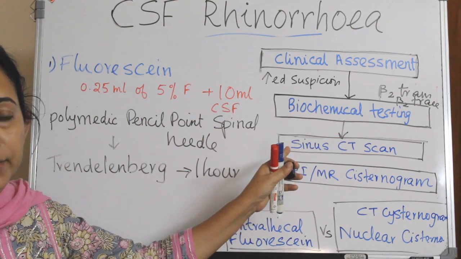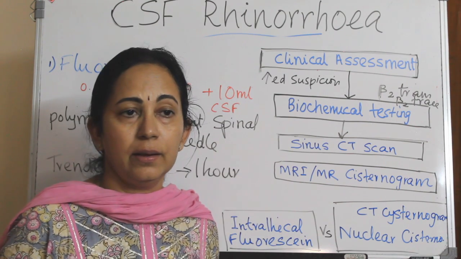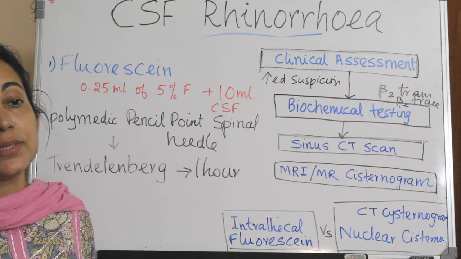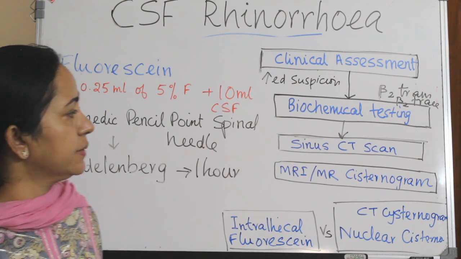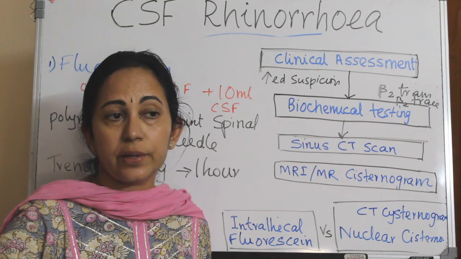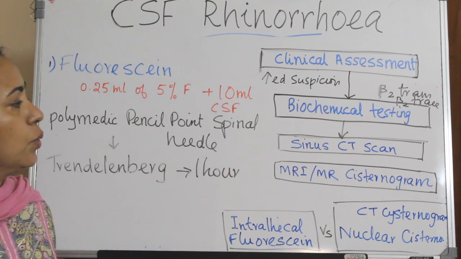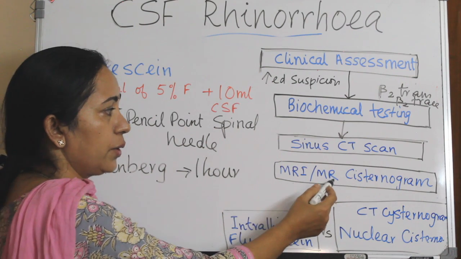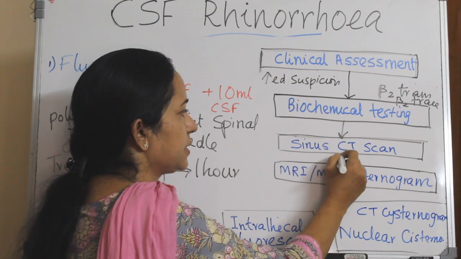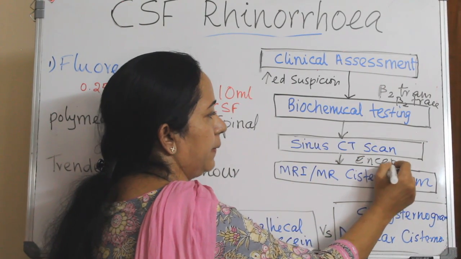Again, if there is a high degree of suspicion, you can go with a high resolution CT scan, which is non-contrast and in multiplanar reconstruction. And if you find an encephalocele, or if you suspect increased intracranial pressure, go with an MRI, or you can go with an MR cisternogram, especially if there is a meningoencephalocele or an encephalocele.